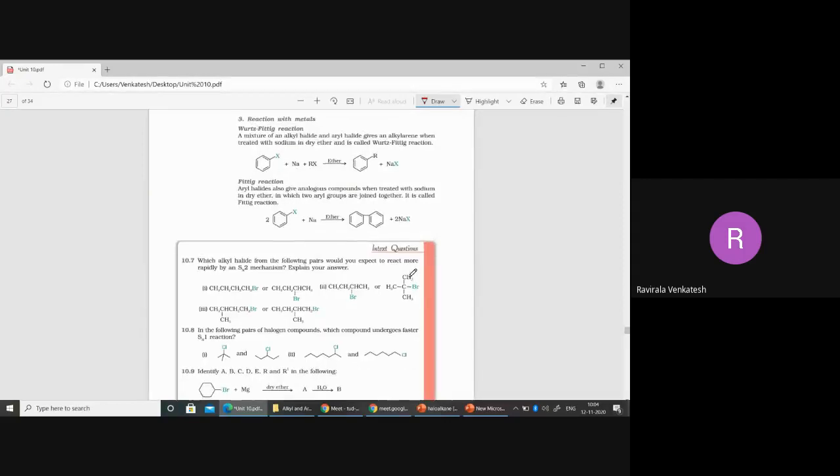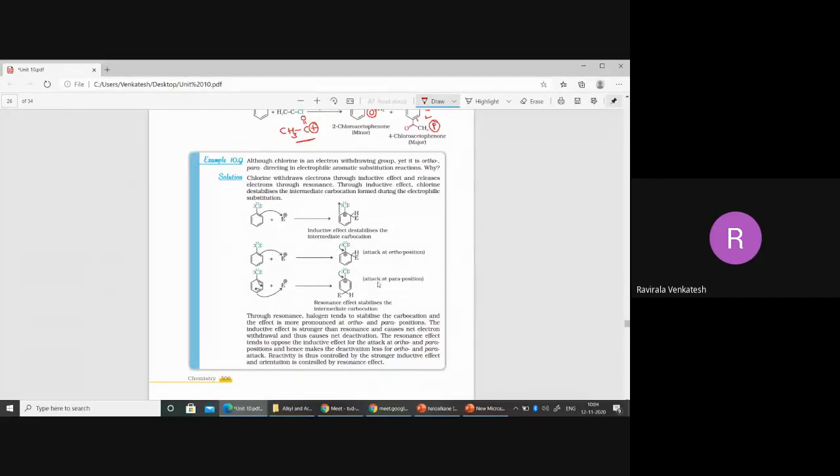And finally, we'll see the Wurtz, Fittig and Wurtz-Fittig reactions. It is only one simple reaction that we see. This part we can understand. Already you have studied the Wurtz reaction. What is the difference between Wurtz and Fittig? Generally, in Wurtz reaction, what happened? RX and RX with NaX, NaX. Now we are going to get R-R. Alkanes we are getting here. This is Wurtz reaction.